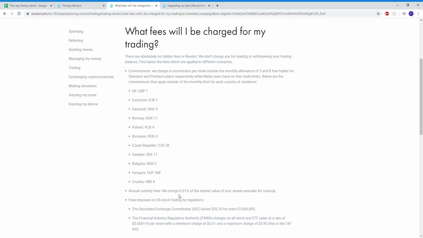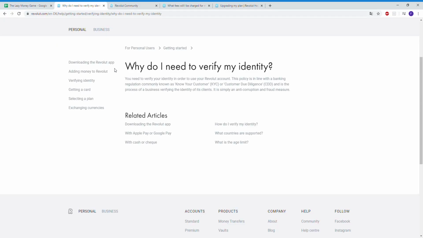And since you're trading US stocks, you will have to pay the Security Exchange Commission for every $1 million that you trade, which will be minimal when you start, since you're starting with small numbers. And of course, there's the fee to the Financial Industry Regulatory Authority, also known as FINRA, which is charged for every stock and ETF that you trade, with a minimum charge of 1 cent per trade.